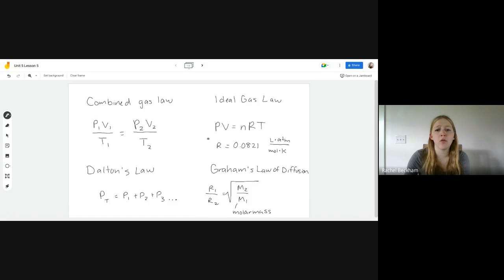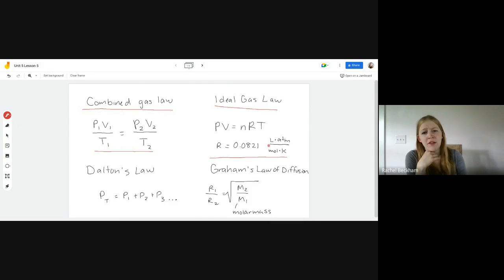So there are four main laws that they introduced here. The first law is the combined gas law, which is this equation here. The second is the ideal gas law, which is this equation here. And I want to talk about the differences here.